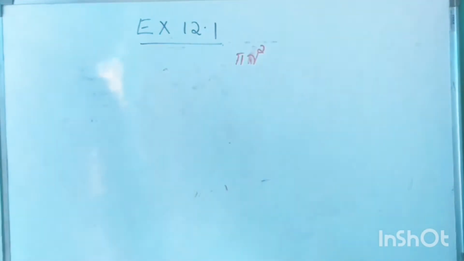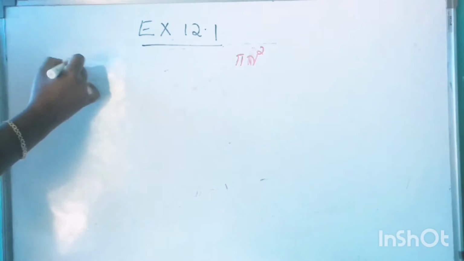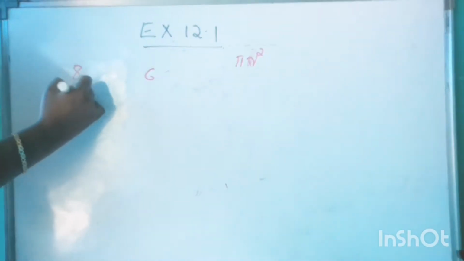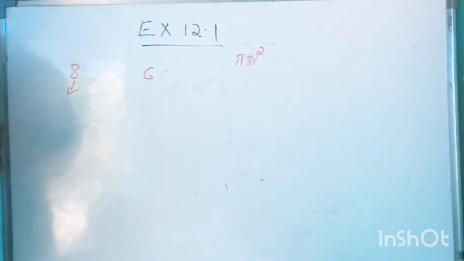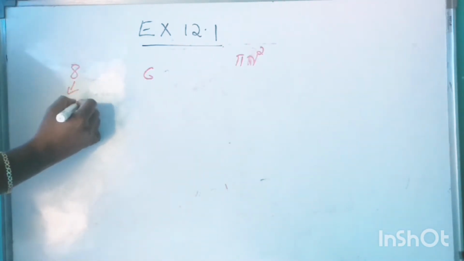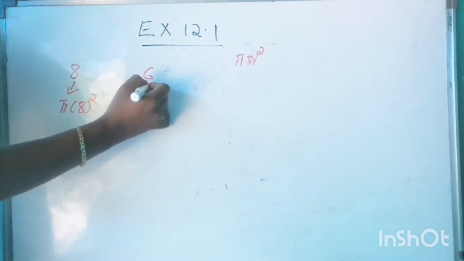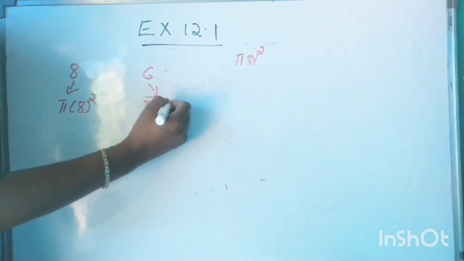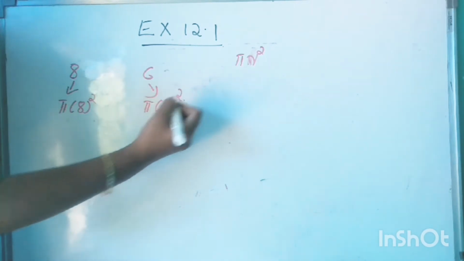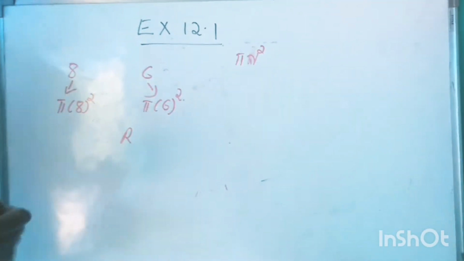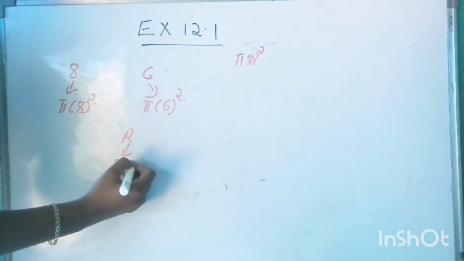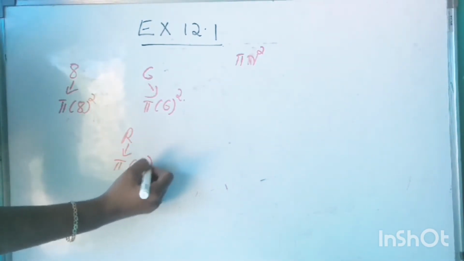Here the given radius, the first one is 8 centimeter and the second one is 6 centimeter. Then the area of the circle with radius 8 centimeter is equal to pi into 8 square, and the area of the circle with radius 6 centimeter is equal to pi into 6 square. Let capital R be the radius of the third circle. Then the area of the third circle is equal to pi into capital R square.